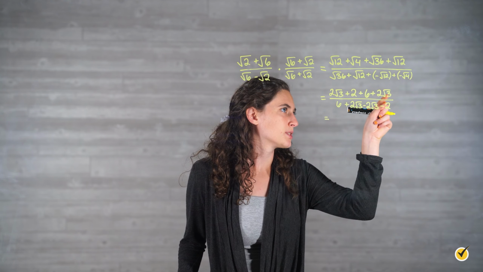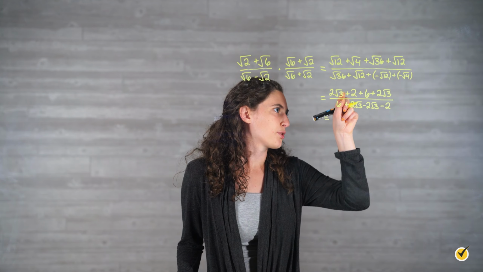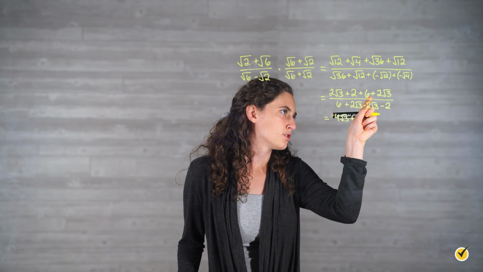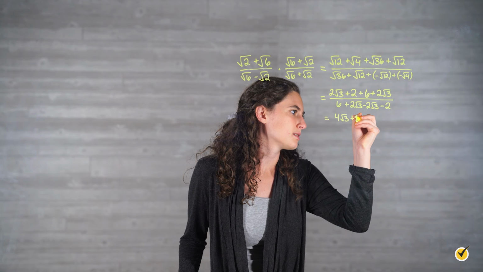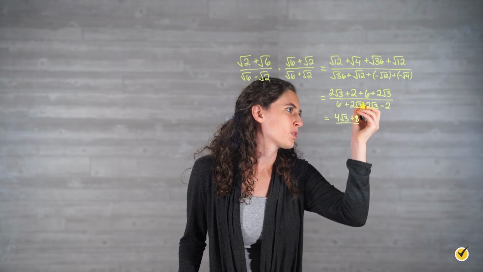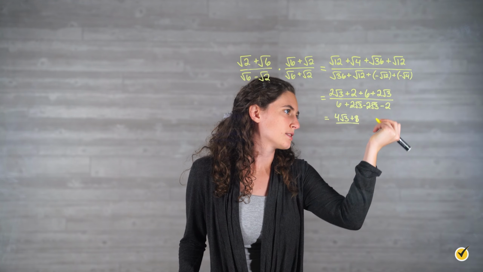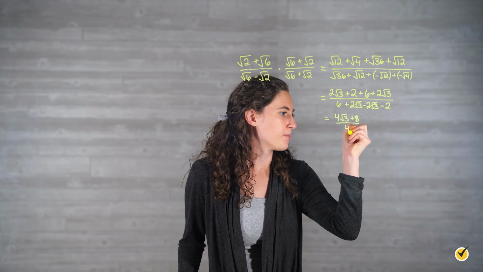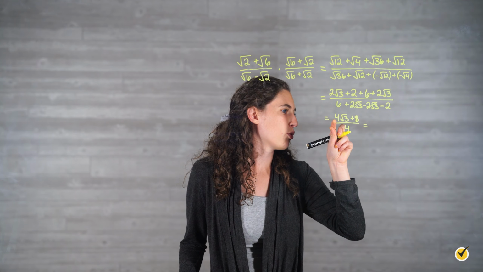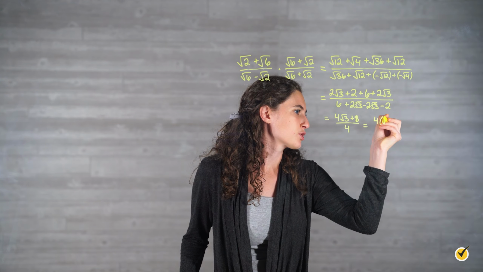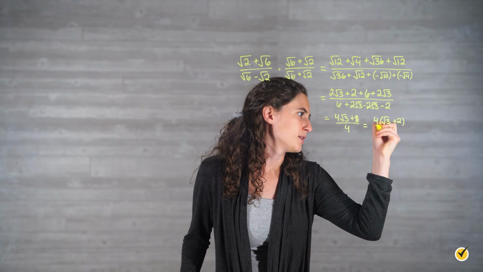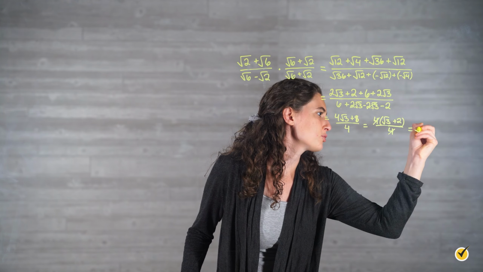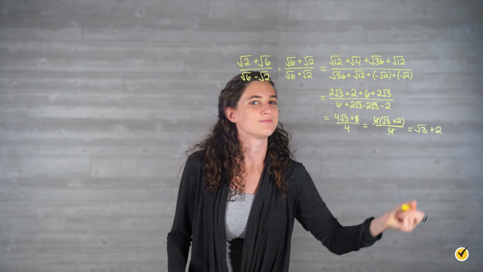Now we can combine like terms in our numerator. 2 times the square root of 3 plus 2 times the square root of 3 is 4 times the square root of 3, plus 2 plus 6 is 8, over our 2 square root of 3's will cancel out here because 1 is positive and 1 is negative, and we're left with 6 minus 2, which is 4. From here, we can factor 4 out of our numerator and get 4 times the square root of 3 plus 2 divided by 4. Our 4's will cancel each other out, and we'll be left with the square root of 3 plus 2.